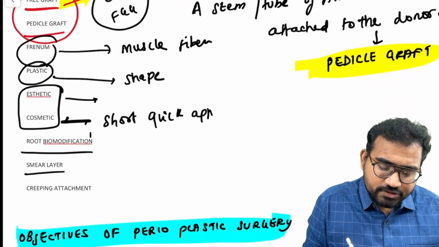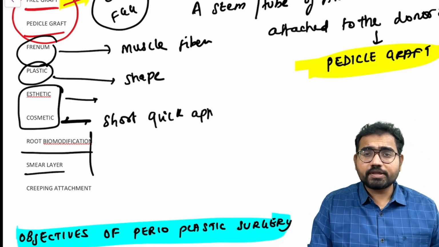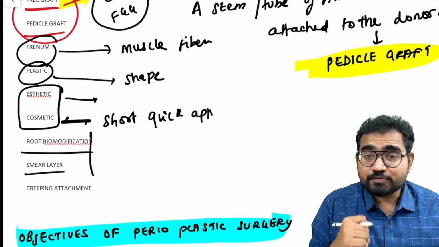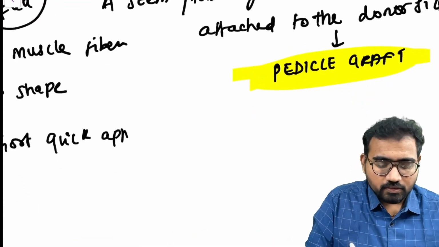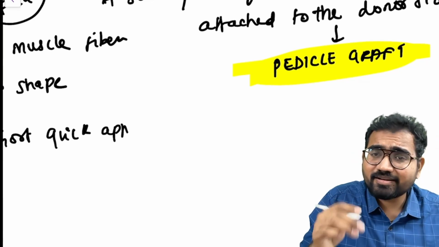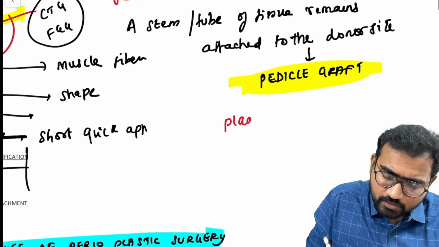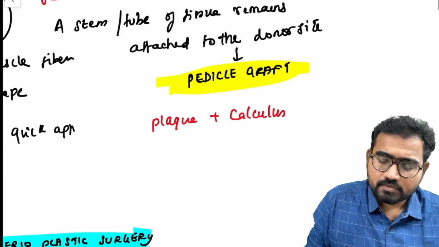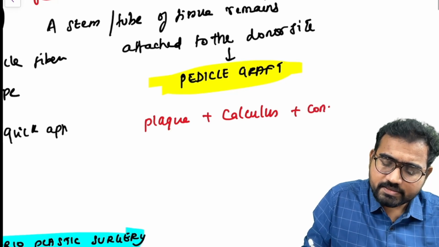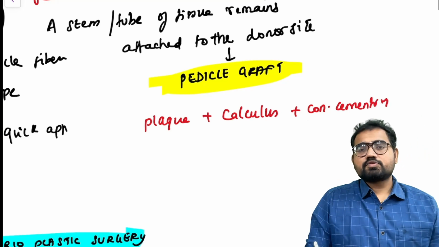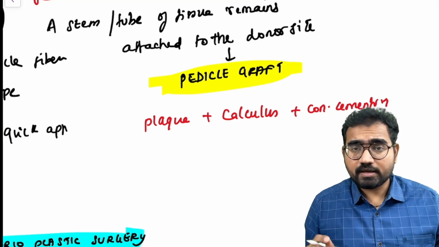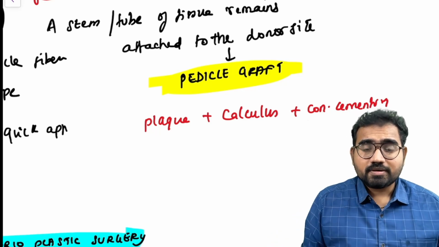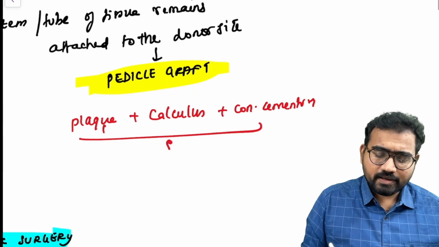Root biomodification and smear layer. What is root biomodification? Very simple. First, you should know what a smear layer is. This is the periodontal smear layer, not the endodontic one. So the smear layer is a combination of plaque plus calculus plus contaminated cementum present on the root surfaces, combinedly called the smear layer.